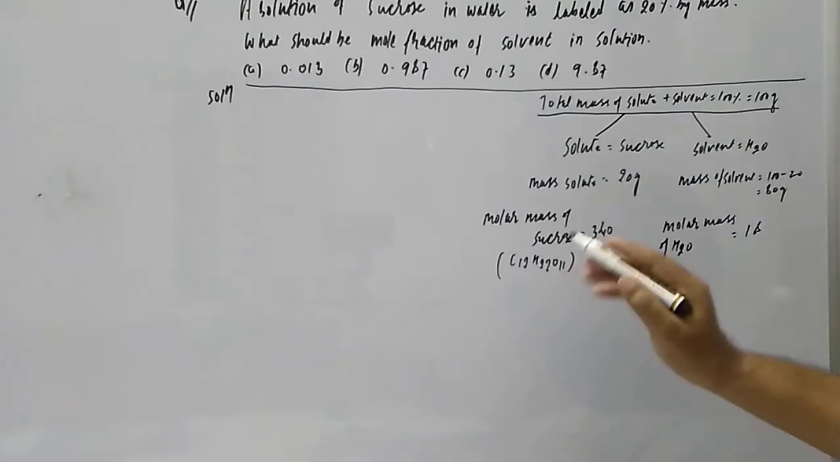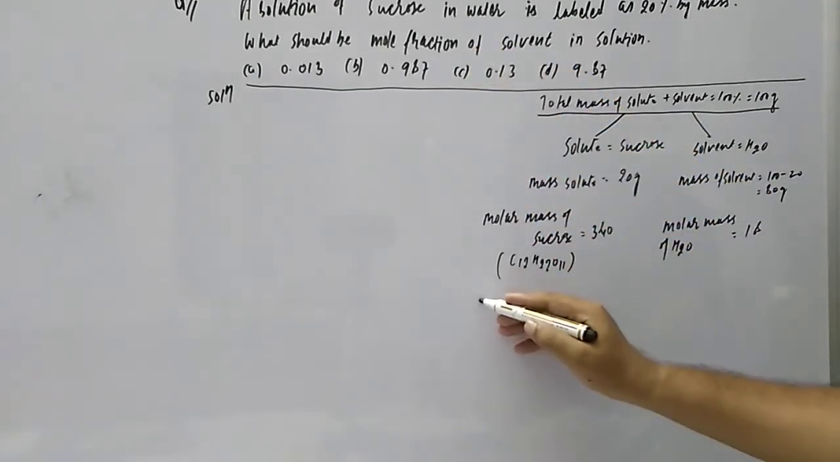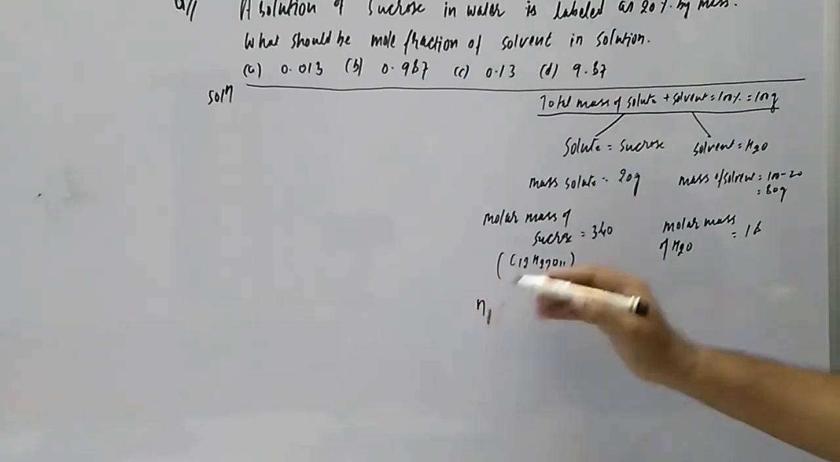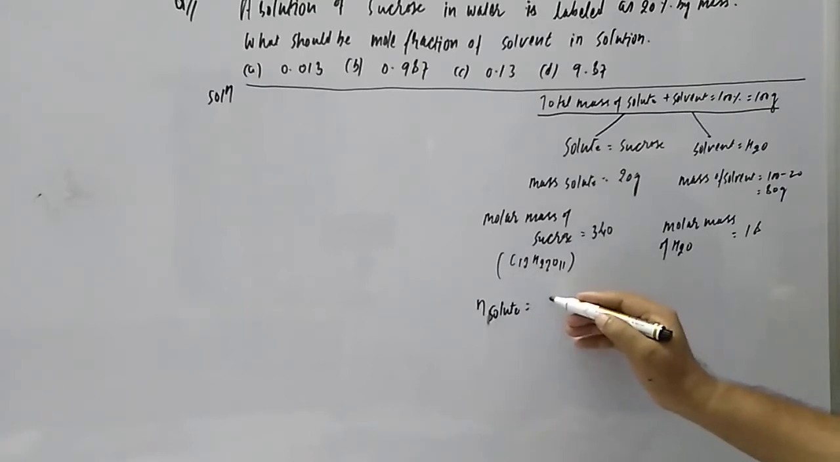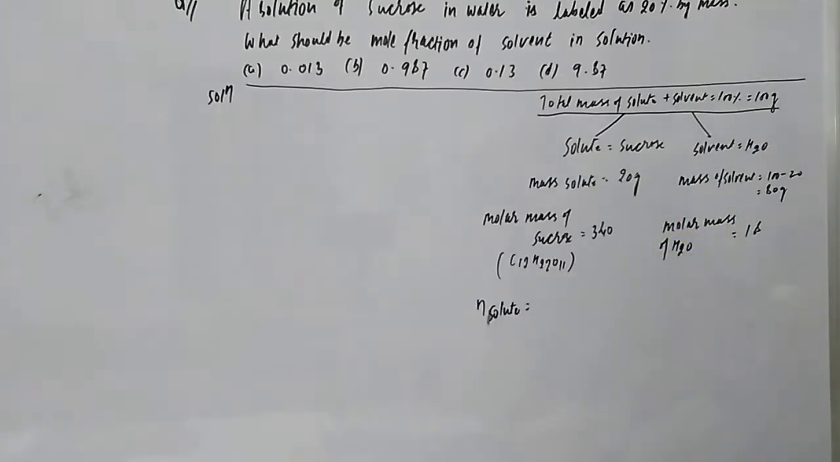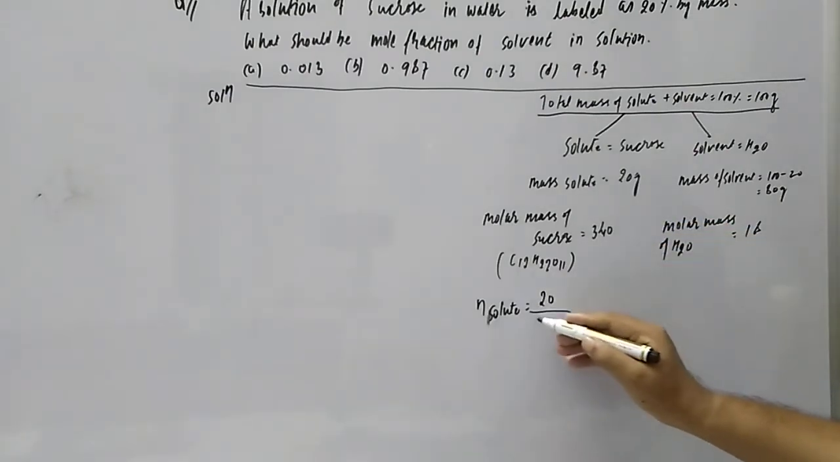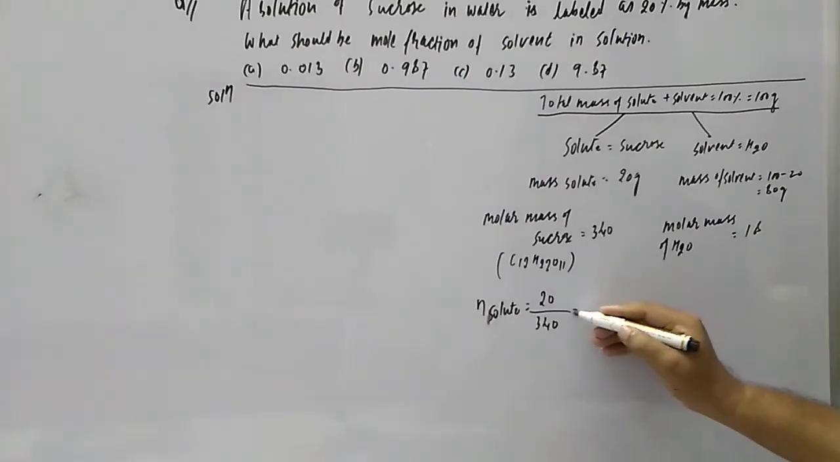Now you calculate the number of moles, because for mole fraction we need the number of moles. So n sucrose, or you can also write n solute. n solute is equal to given mass upon molar mass. Given mass is 20 gram, molar mass is 340. If you divide this, how much will you be able to calculate, student?